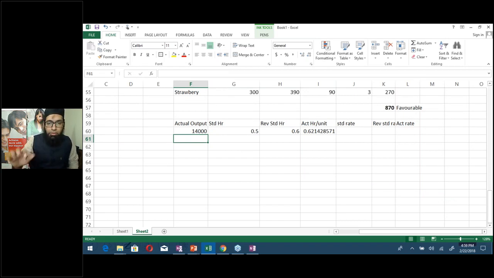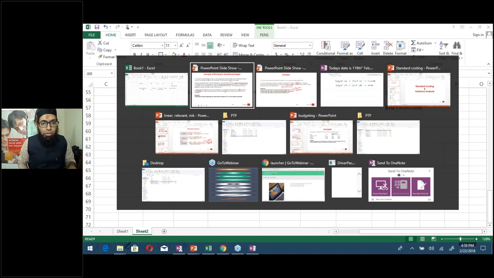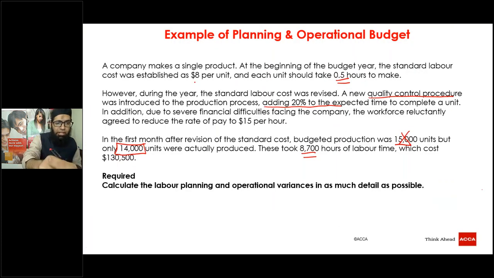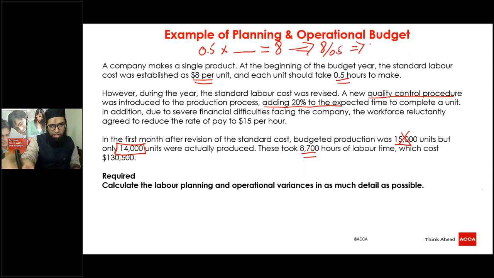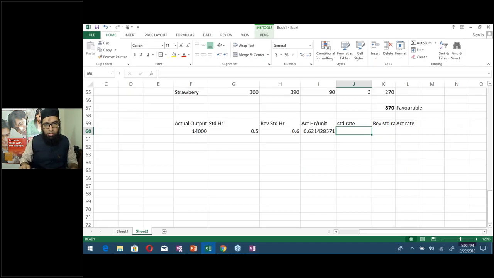Now, let's talk about the standard rate. We have been provided that $8 is per unit. So this is not the standard rate, this is the standard labor cost per unit. Now remember that the standard cost per unit will be 0.5, which is the standard hour, multiplied by the rate, and this answer is $8. So if we divide it by 0.5, I will have the standard rate of 16. Okay? So the standard rate will be equal to 8 divided by 0.5.